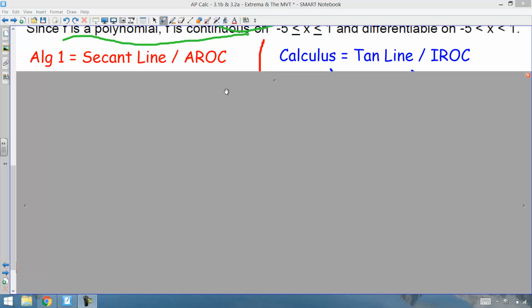Okay, so I retyped this, and now it says algebra 1, which is, in algebra 1 you do the secant line, which really is just the equation of a line, y2 minus y1 over x2 minus x1, to get the slope of it, and that's the average rate of change. These are the same thing. The slope of the secant line, the algebra 1 slope, is the average rate of change. Calculus, it's the tangent line, the slope of the tangent line, which is also the instantaneous rate of change. They're the same thing.